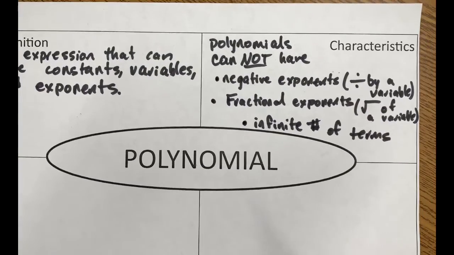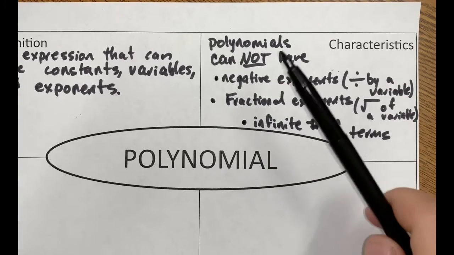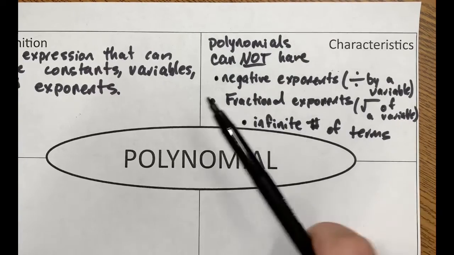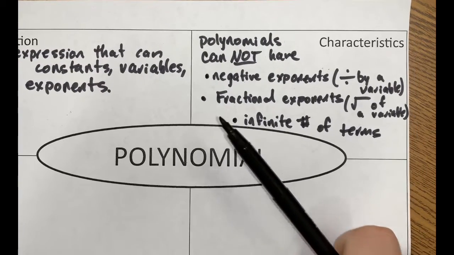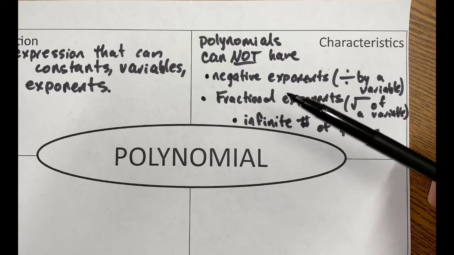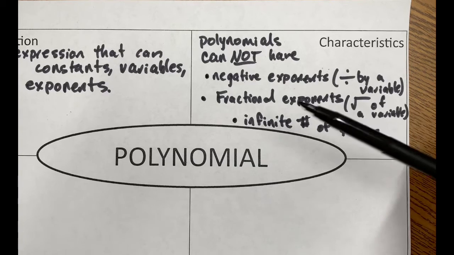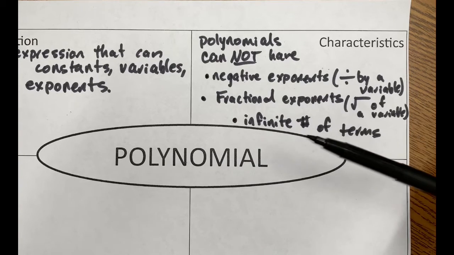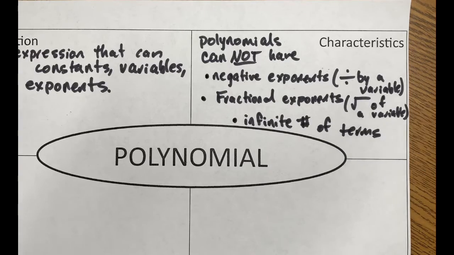Characteristics of polynomials: typically we don't define things with what they can't be, but in this case it's probably easier. Polynomials cannot have negative exponents. Negative exponents is also when we divide by a variable. Polynomials cannot have fractional exponents. We cannot have the square root of a variable, which would result in fractional exponents. And polynomials also cannot have an infinite number of terms.